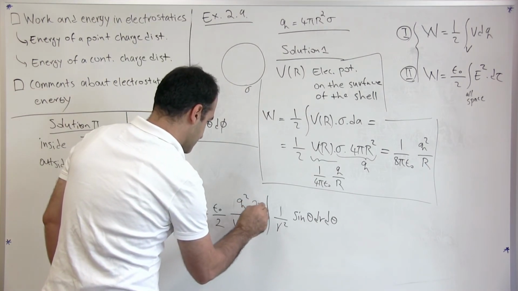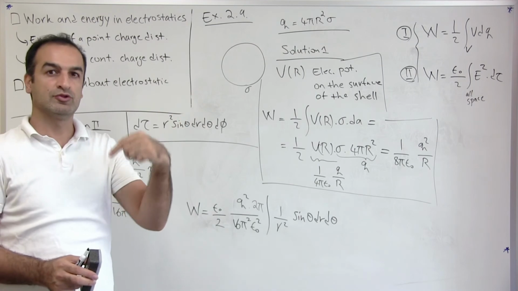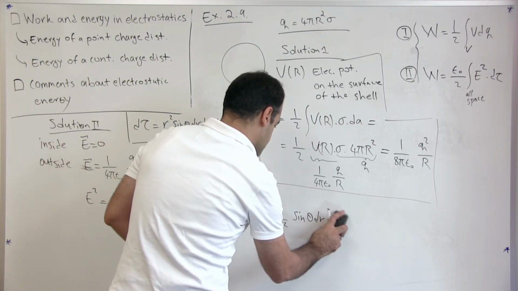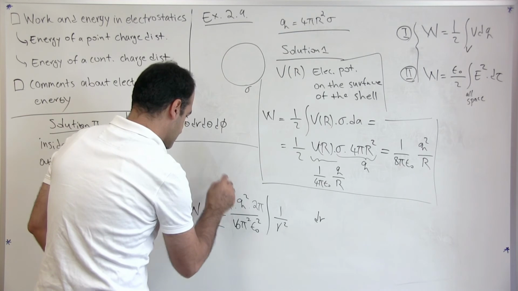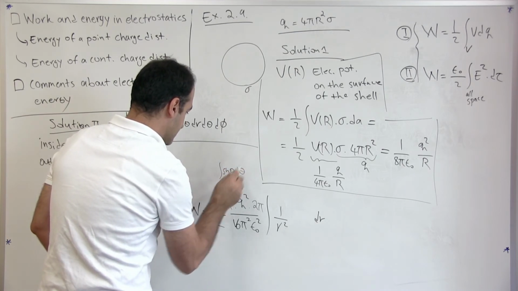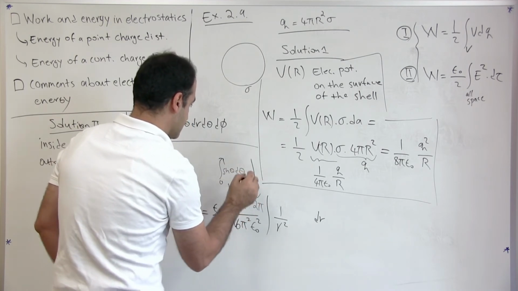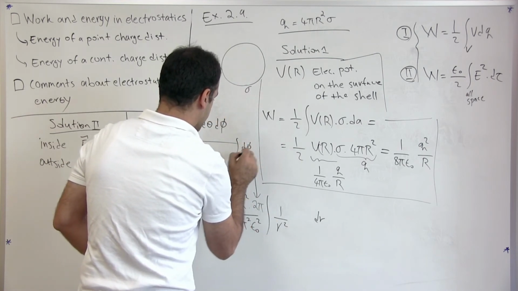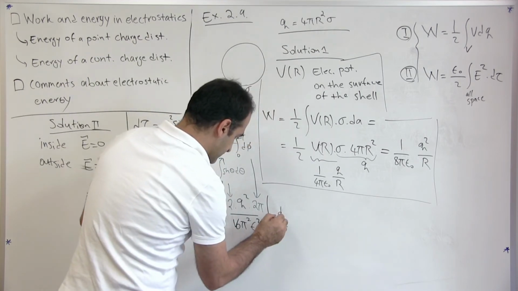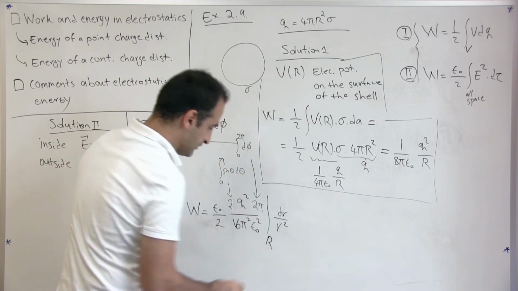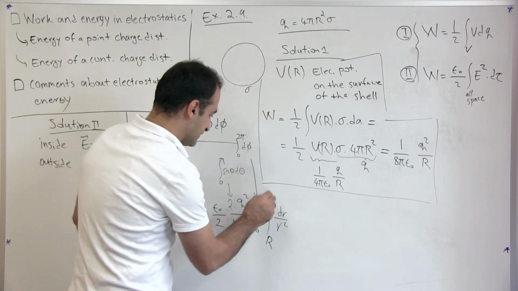I'm going to write that here. And then we have the integral of sine theta d theta, where theta runs from 0 to pi, and that gives me a factor of 2. I'm going to add that here as well. So this is the integral of sine theta d theta from 0 to pi, and this one is the integral of d phi from 0 to 2 pi. At the end, I have the integral of dr over r squared, which runs from r equal to capital R, the radius of the shell, all the way to infinity.